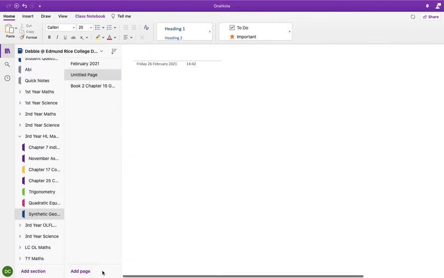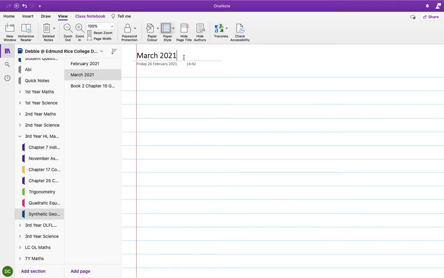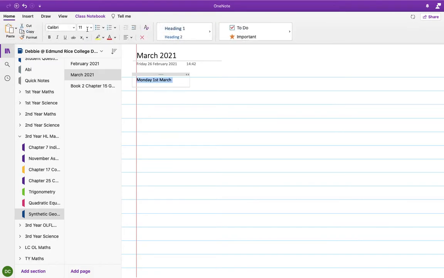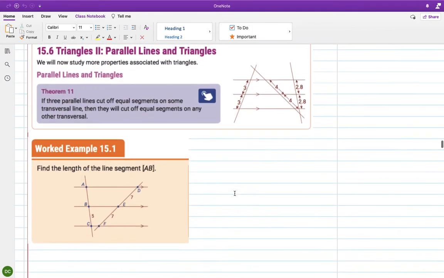I'm just going to add a new page here, just for today's homework. Right, and then we will continue.